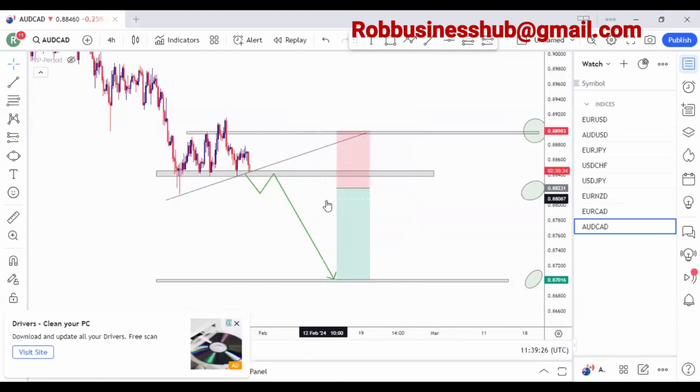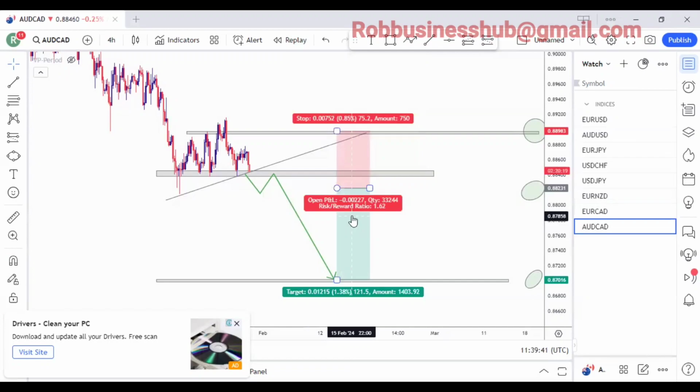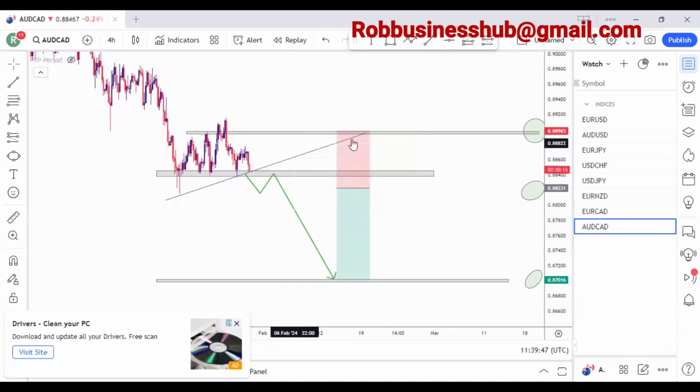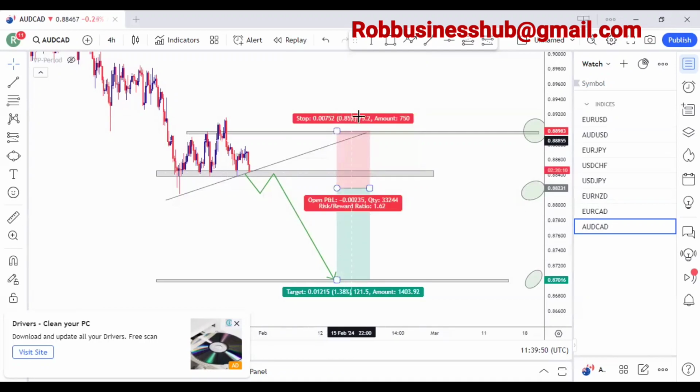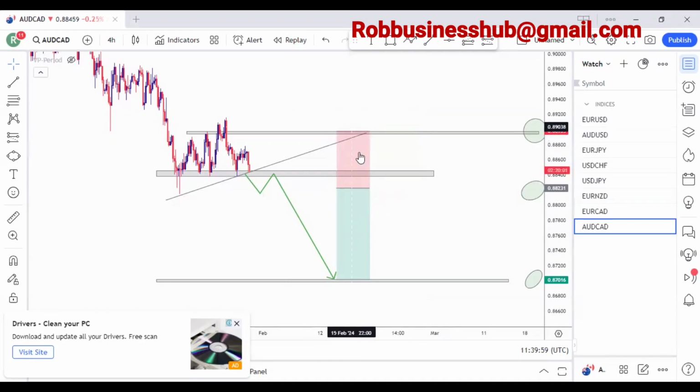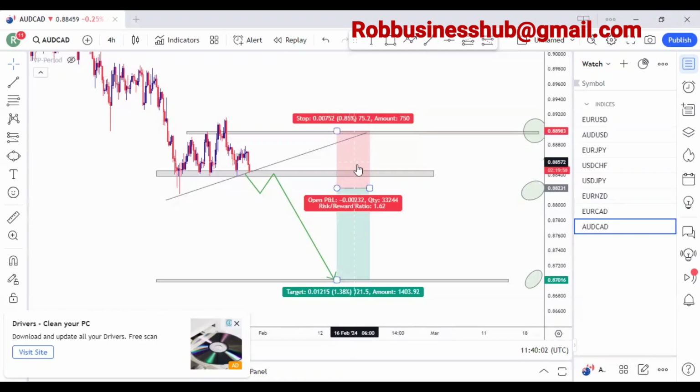Now, for us to get this right, we have to go to my FX book. There are other platforms you can use to calculate this, but I use my FX book because it's very accurate. I recommend you use them also, but there are other platforms that are also very accurate. Now, there's one piece of information we have to get. You see the stop loss pips, 75.2, at the top red line. That is our stop loss pips. We are going to need this particular value for the calculation.